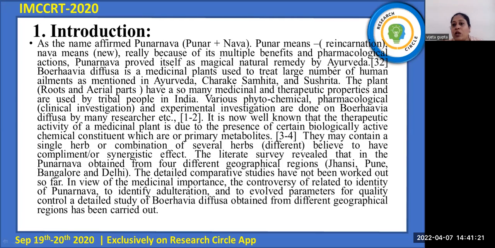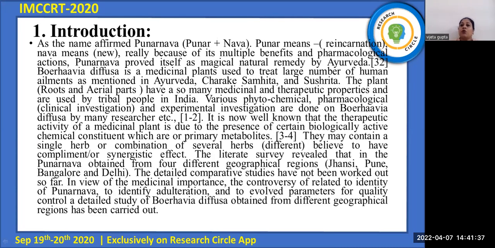It is now well known that the therapeutic activity of a plant is due to the presence of certain biologically active chemical constituents, which are primary metabolites. They are contained in a single herb or a combination of herbs.